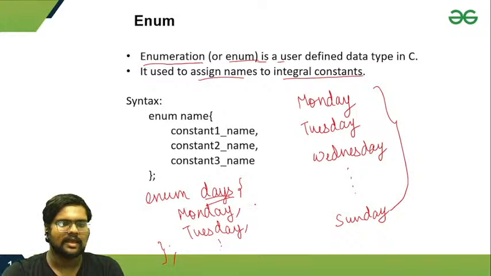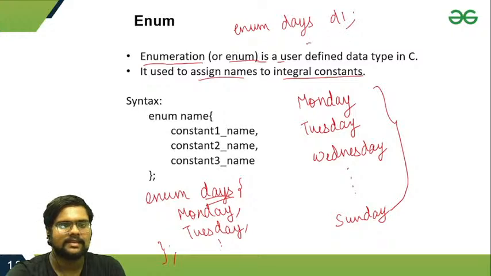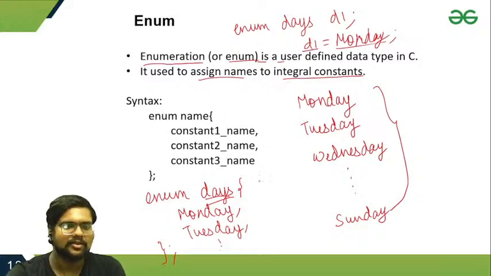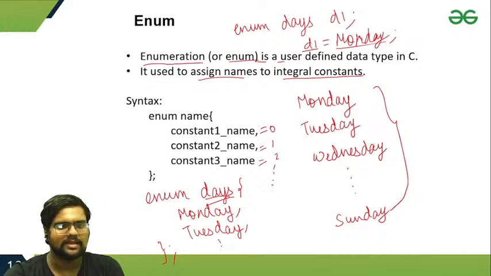Okay, and we can have a variable like enum days d1. In this d1 we can assign Monday. When we print this d1, the values will be assigned. The first constant name will be initialized with 0. Second will be initialized with 1. Third will be 2, and it will be in incremental fashion. So Tuesday will be 1, and similarly Wednesday will be 2, and so on.